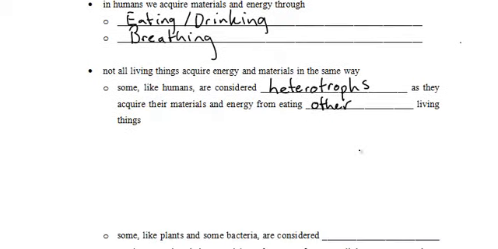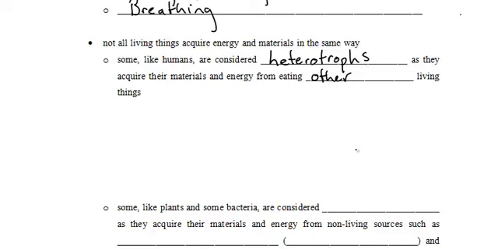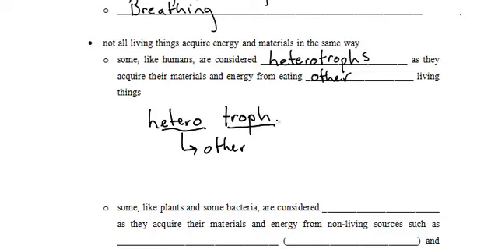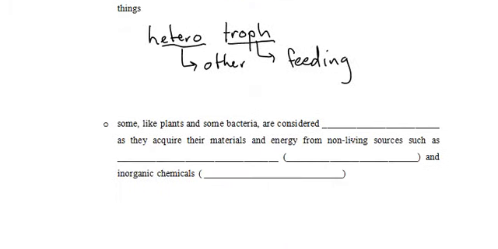One key to being strong at biology is knowing where words come from, so I will constantly remind you of their roots. Hetero, you're probably already familiar with in terms of heterosexual. Hetero means other. And troph, if you think all the way back to Science 10, referred to trophic levels or feeding levels, means feeding. So these guys are other feeders, meaning they feed off of others.